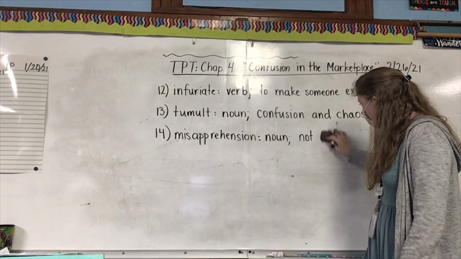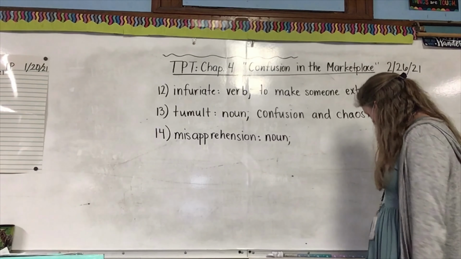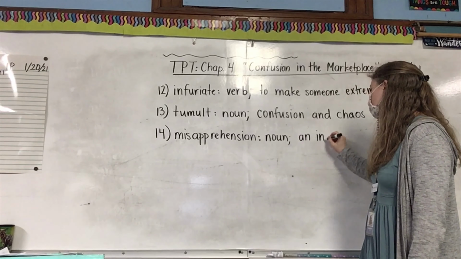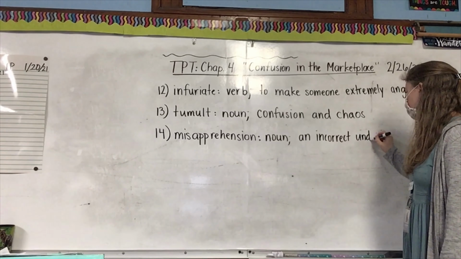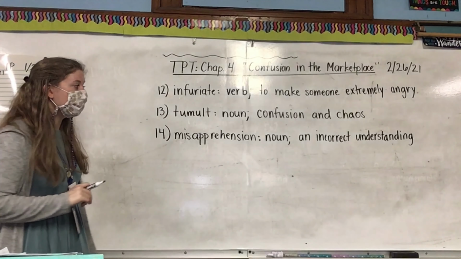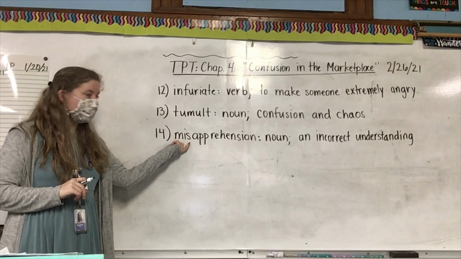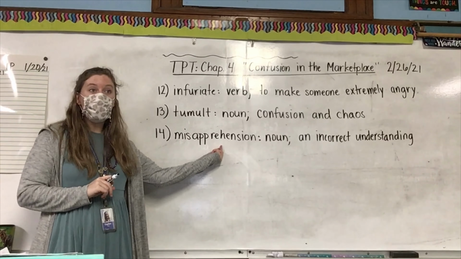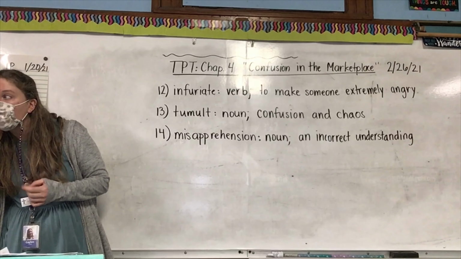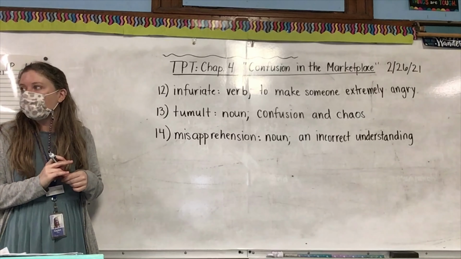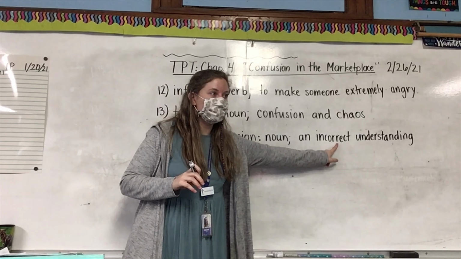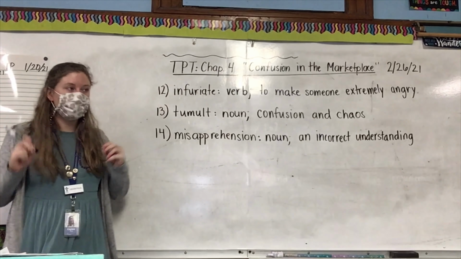And the official definition is an incorrect understanding. So if we know the base word apprehension means understanding, and we know the prefix MIS means you're doing the thing wrong, that means you are not understanding correctly. There's also a prefix in our definition. What is it? Incorrect. Well, what's the prefix? The IN on incorrect. Because remember, IN makes a word the opposite. So if correct means right, incorrect means not right.